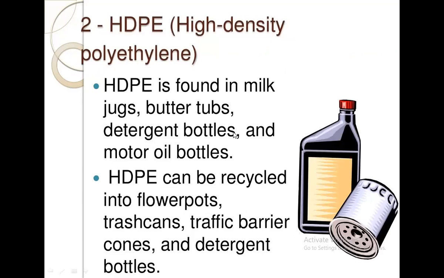Then HDP, high density polyethylene. Its density is higher. This is HDP, which is found in milk jugs, butter tubs, detergent bottles and motor oil bottles.